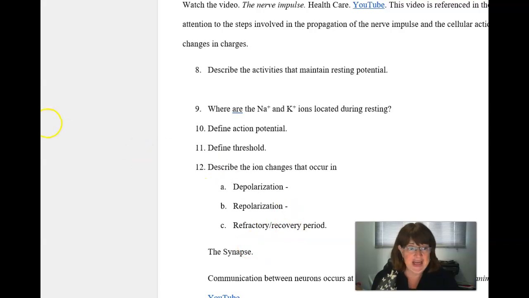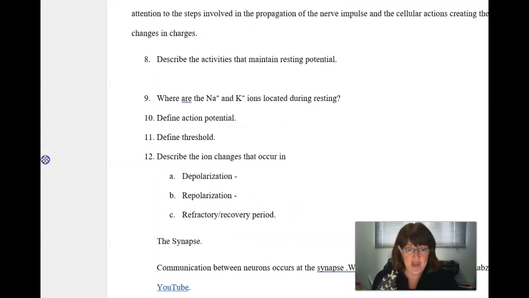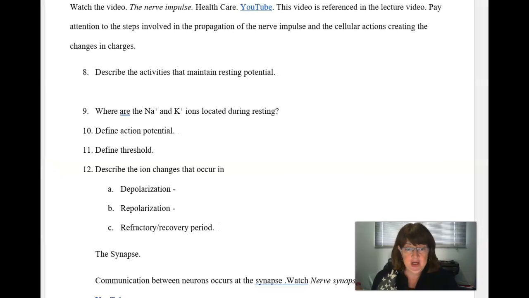So if we look at it, there are some things I want you to be aware of. We are looking at the ion changes. The main activities that maintain resting potential is the pumping of the sodium and potassium using the ATP potassium sodium pump. Then we will find that once the resting potential is set up, the sodium, the Na, is in a higher concentration outside the neuron, and the potassium is in a higher concentration inside the neuron.